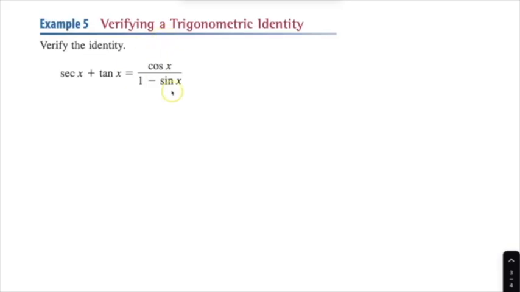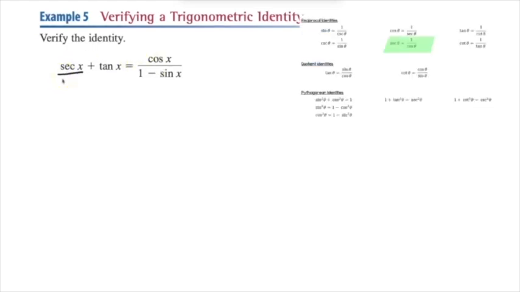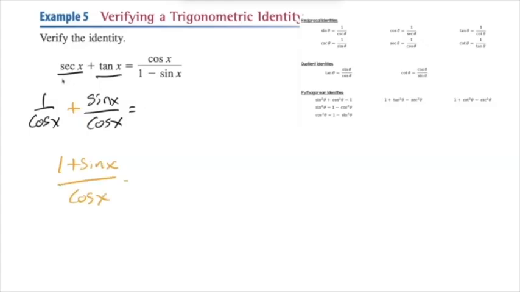Let's see. Verify this trig identity. I look at it the same way. I'm like, wait, this is 2 things. This is 1 thing. This is all cosine and sine. I'll probably work on the left side here. Secant is 1 over cosine. Tan is sine over cosine. And we're going to add them up. I get 1 plus sine of x over cosine x. And they don't match. What we do next is, I would actually work on this side.